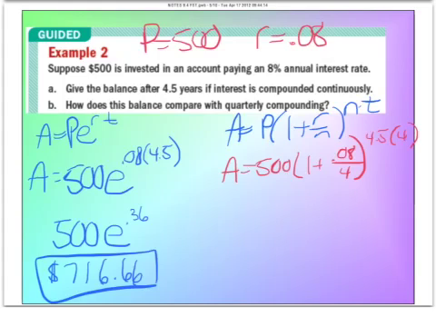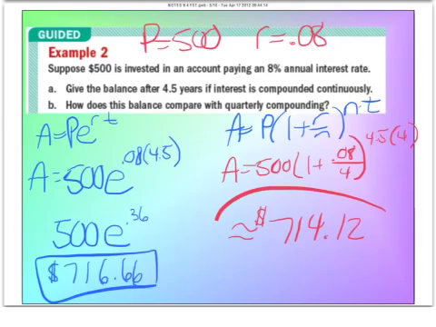When you simplify this properly and check your order of operations, you're going to get approximately $714.12. There's not a big difference, but there is a slight difference in the compounding method and the answer for that.